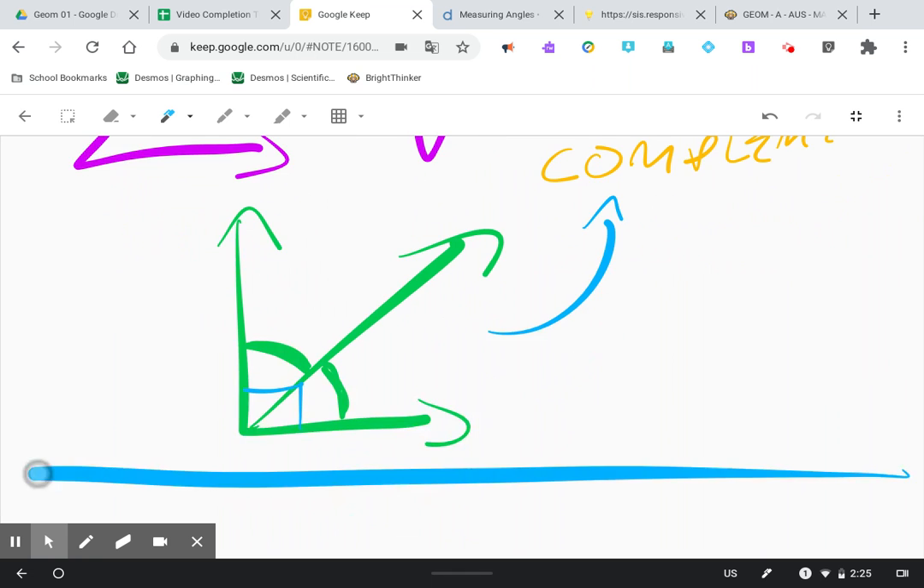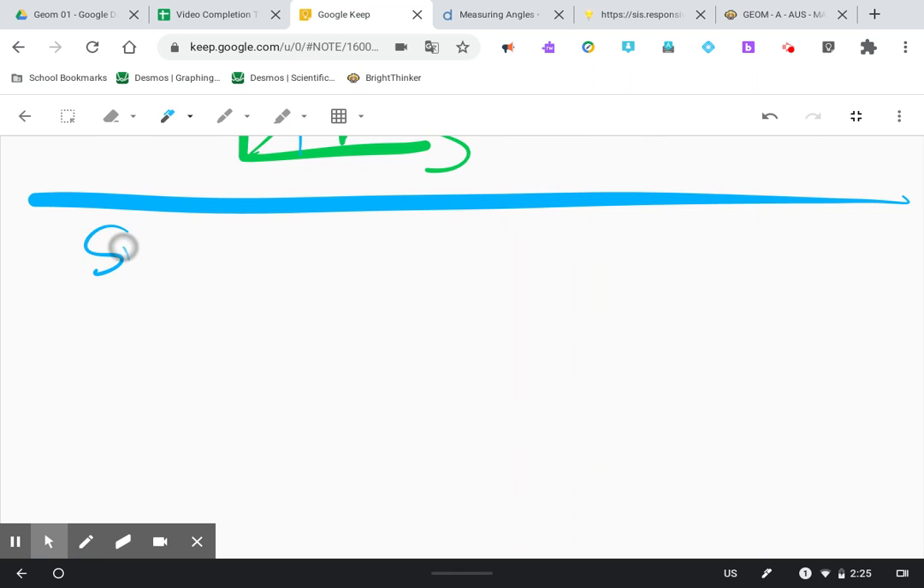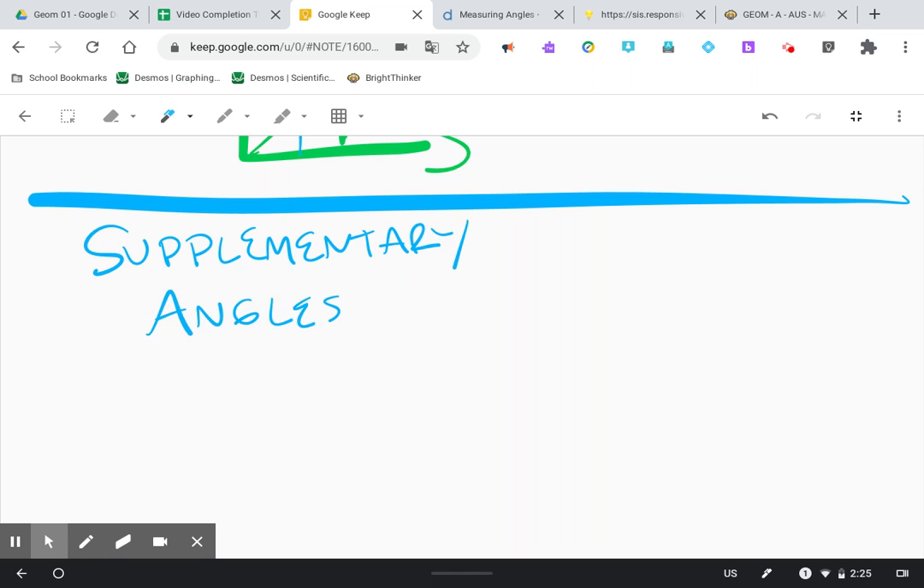And then we will jump to our next one, which is supplementary angles, which are angles that add up to 180 degrees.